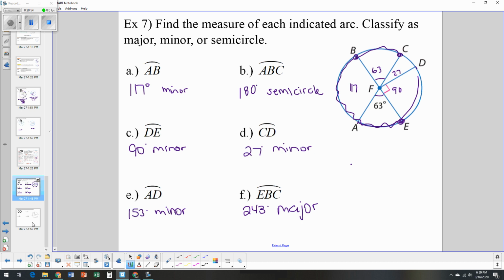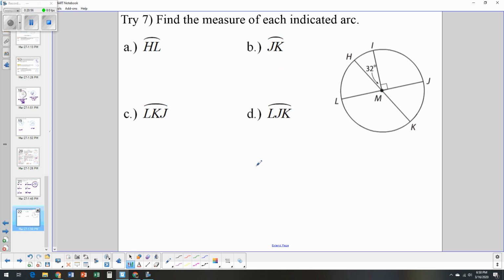All right, so for the very last set of examples here, the try, again, I want you to try. You don't have to classify them, but measure each of the indicated arcs. Note that LJ is a diameter, and so is HK. I would find all of your missing angles first before you go ahead and try to find the arcs. So again, you're going to want to pause this before you go any further and try them. And when you're ready, unpause, and I can give you your answers.